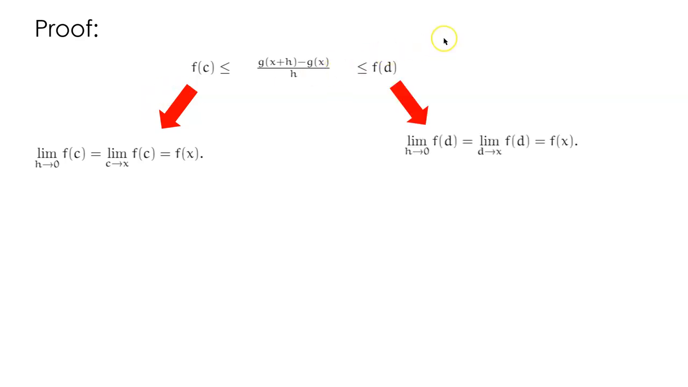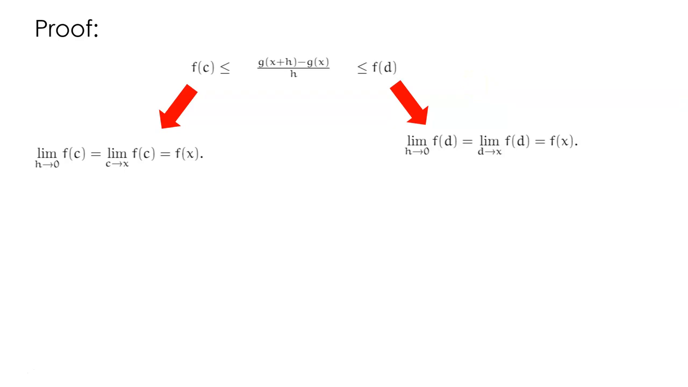Well, let's look at f of c. As h goes to 0, c is going to be heading toward x, because there's no place for it to hide. It's got to be in the middle of x to x plus h. If there's no h, it's at x. Same thing over here with d. As h goes to 0, my d is going to get closer and closer to x. So the limit of f of d is f of x.